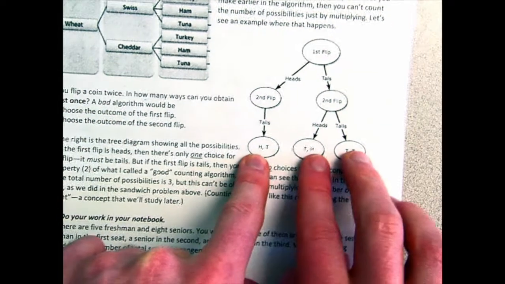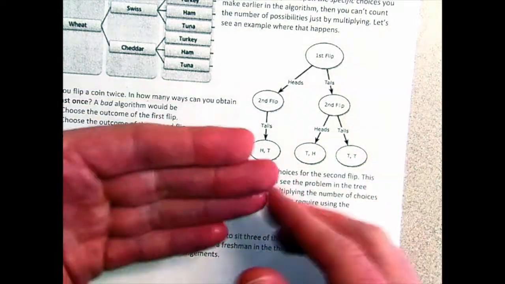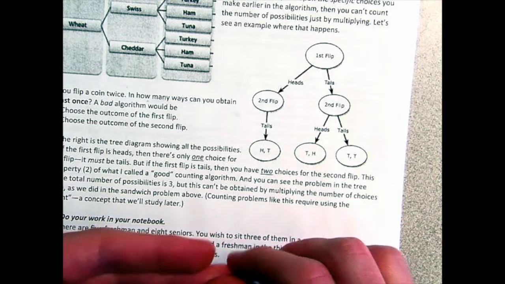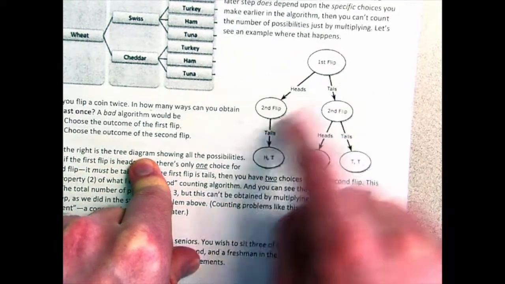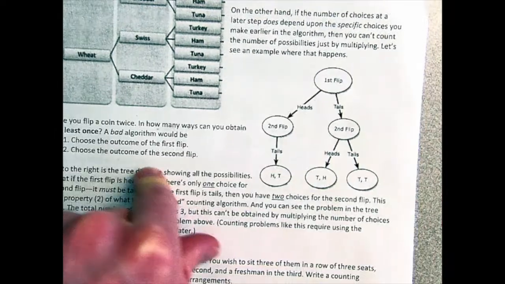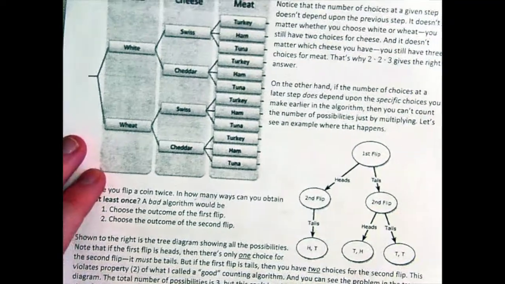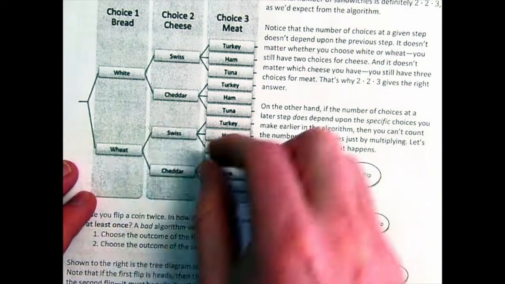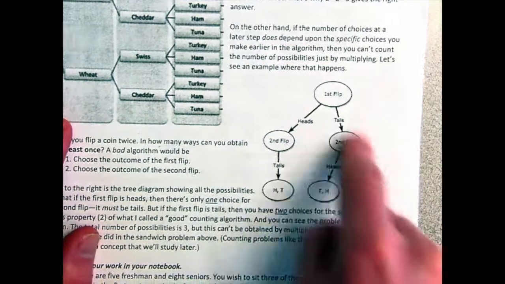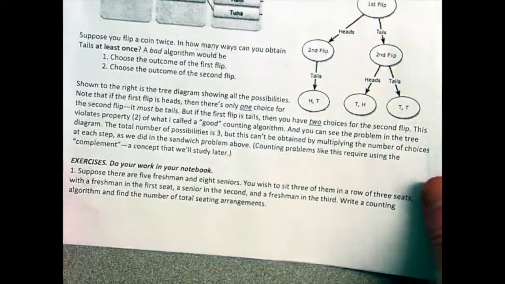And of course, you can see that the number of total outcomes is 1, 2, 3, but 3 is not obtained by multiplying the number of choices. You can see it doesn't make sense. 3 is not 2 times 2 or anything like that. So basically, this idea of just multiplying the number of choices all along the algorithm only makes sense if your tree diagram looks like this, if it's uniform. And it wouldn't work for something like that. So that is the idea. Okay. So I think that's all that I will say for now.